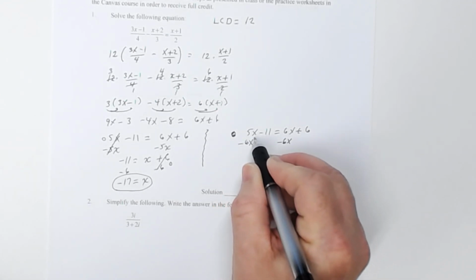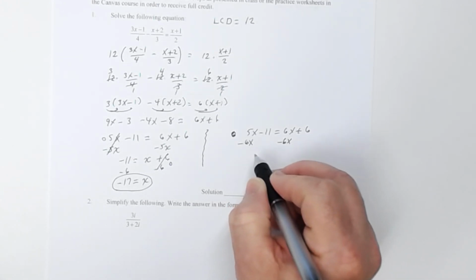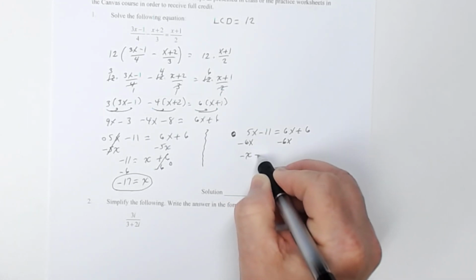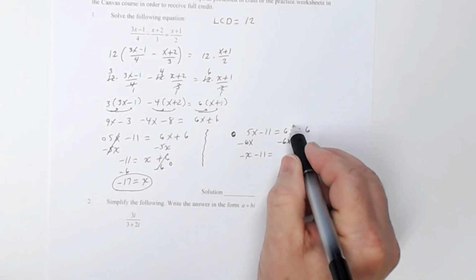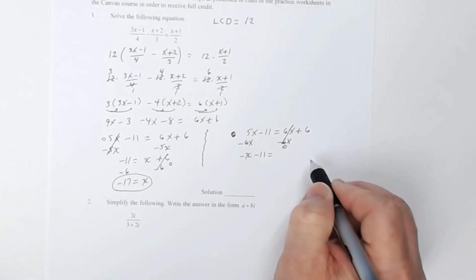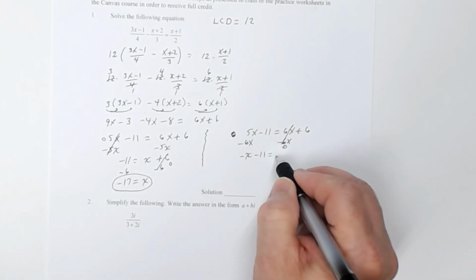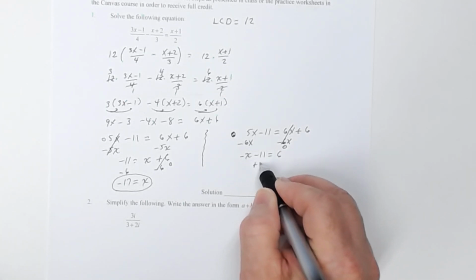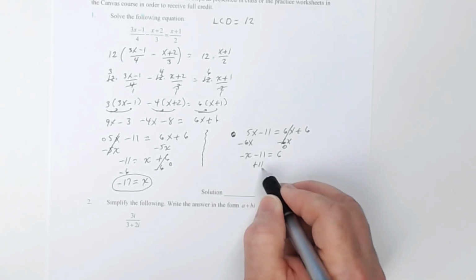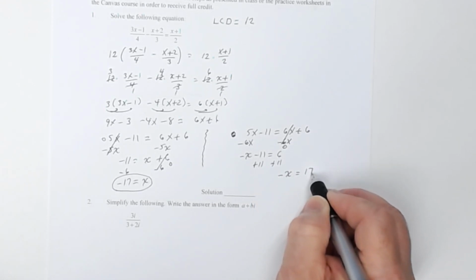Now be careful, 5x minus 6x is not x. It's a negative x or negative 1x. Most students will say negative x, and that's fine. Minus 11 equal 6x minus 6x is 0. Those are opposites. And when you add two opposites together, you get 0. And then 0 plus 6 is 6. Then adding 11 to both sides, because right now you're subtracting 11. The opposite of subtracting 11 is to add 11. And I get negative x is equal to 17.